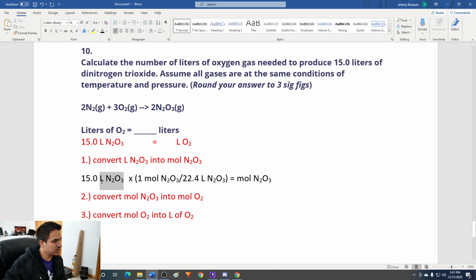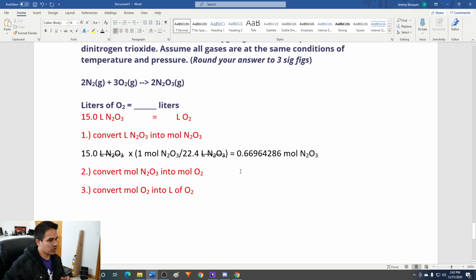Because we are starting with liters of N2O3, and we want that to cancel with our liters of N2O3 in our conversion factor. So we're going to take 15.0, divide by 22.4. Again, we'll do all rounding at the end. So we get 0.66964286. There's moles of N2O3.